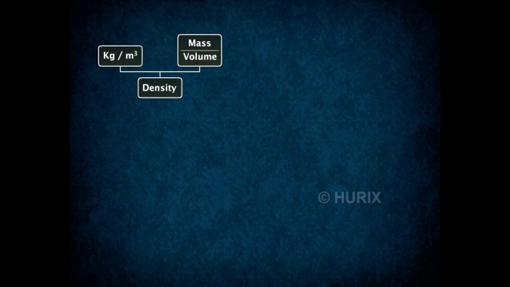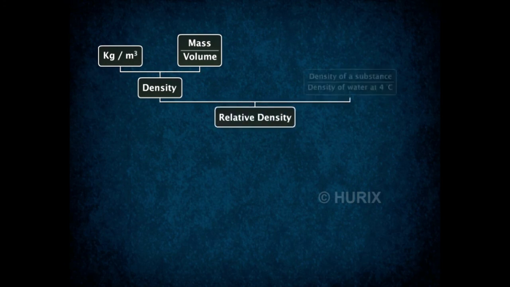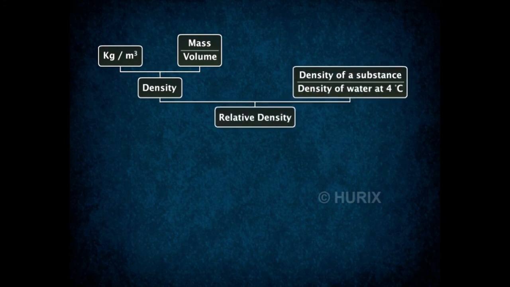We have learned that density is the ratio of mass over volume. Its units are kilograms per cubic meter. Relative density is the ratio of a substance's density to the density of water at 4 degrees centigrade. Relative density does not have units.